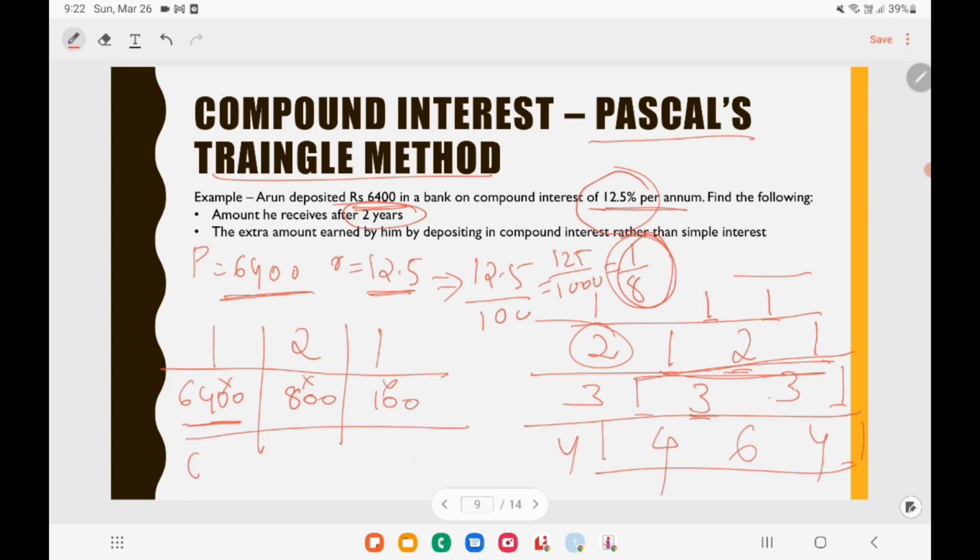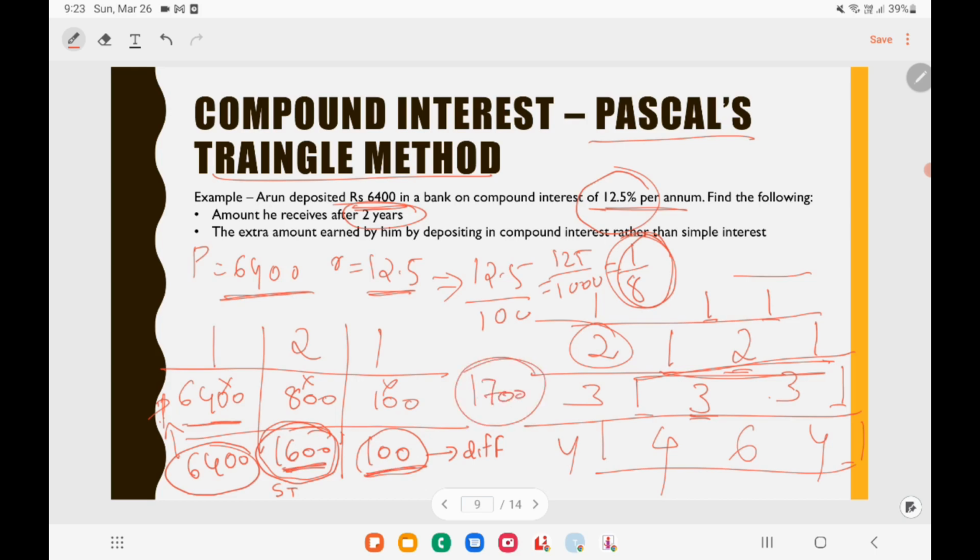Now what you need to do, just multiply these things. You will get 1 into 6,400, 6,400. 2 into 800, you will get 1,600. 1 into 100, you are going to get 100. So you write it like this. Now here in the first cell, you will be getting the principal, the principal amount 6,400. In the second cell, you are going to get the simple interest. So if you put an amount of 6,400 at an interest of 12.5% for 2 years in simple interest, you will get an interest of 1,600. Now the sum of all the next cells will be the difference between simple interest and compound interest. So here the compound interest will be 1,600 plus 100, it's going to be 1,700.